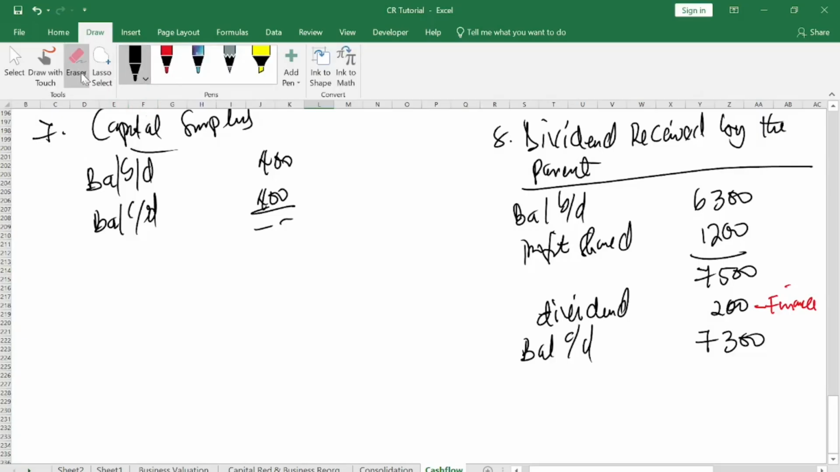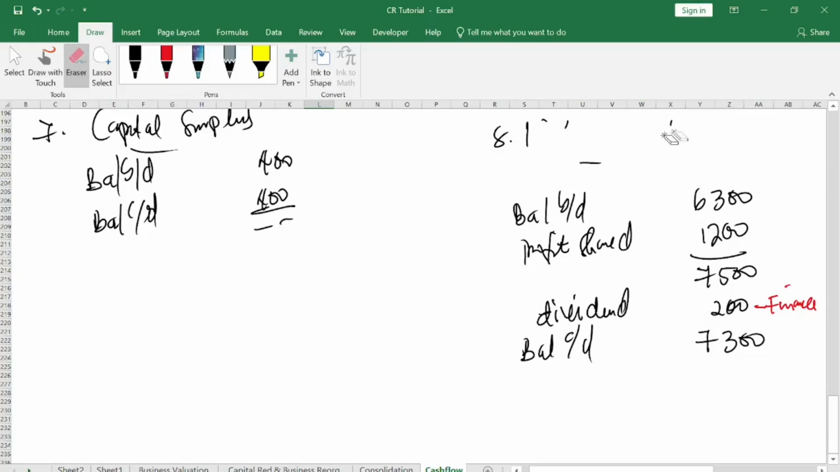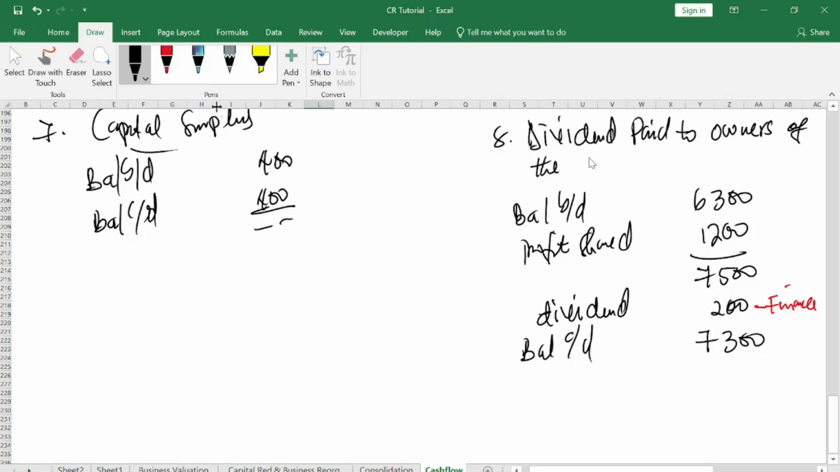Let me caption it well here, because the moment you see the retained earnings increases, it increases the value of the company. The moment it reduces, you paid dividend out. So dividend paid to owners of the parent. Your retained earnings has reduced to 7,300. It means you paid dividend. So when you pay dividend, what happens?